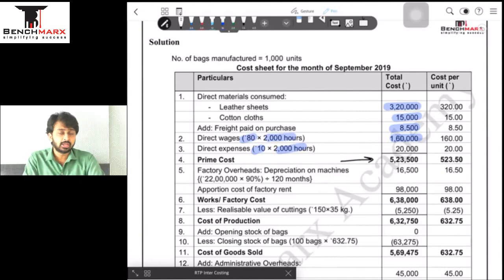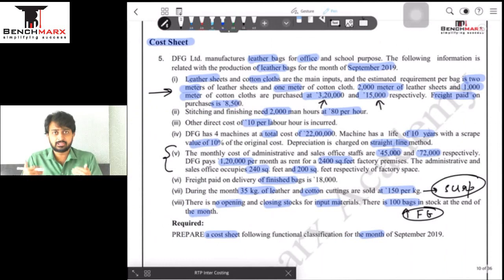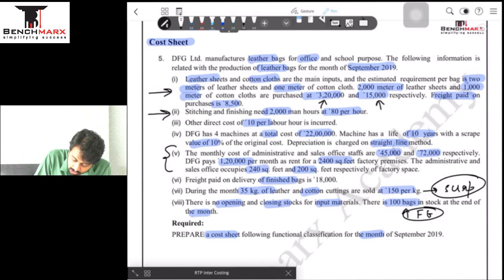नाउ दे हैवंट मेंशन दैट स्टिचिंग इज अ डायरेक्ट एक्सपेंस, बट अगर तुम्हारा नेचर इज मेकिंग सम बैग्स एंड देर इज सम नेम गिवन एज स्टिचिंग, देन दिस अपियर्स टू बी अ डायरेक्ट कॉस्ट. वन मोर हिंट दैट दीज आर डायरेक्ट कॉस्ट इज बिकॉज द क्वेश्चन हैज मेंशनड अदर डायरेक्ट कॉस्ट. That means तुम्हारा ये भी एक डायरेक्ट कॉस्ट लग रहा है.